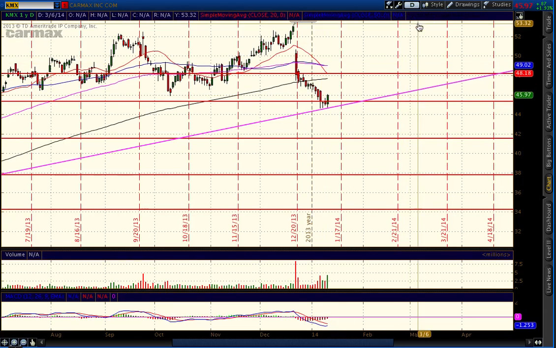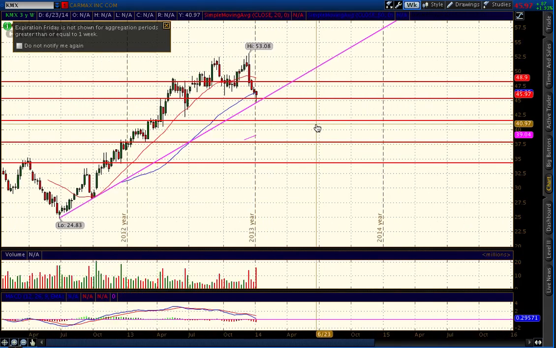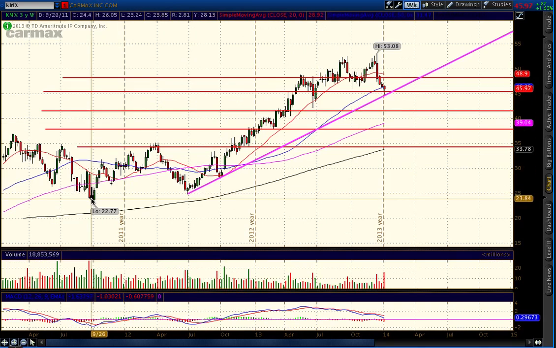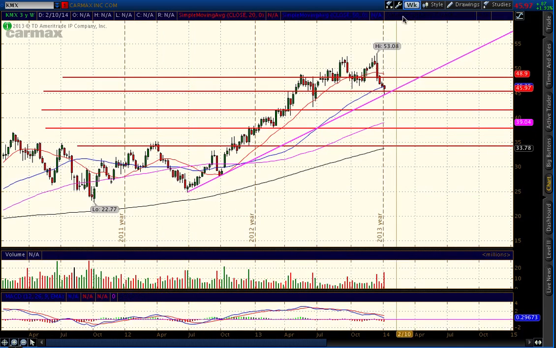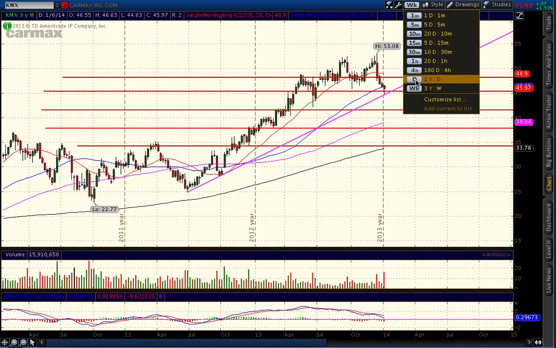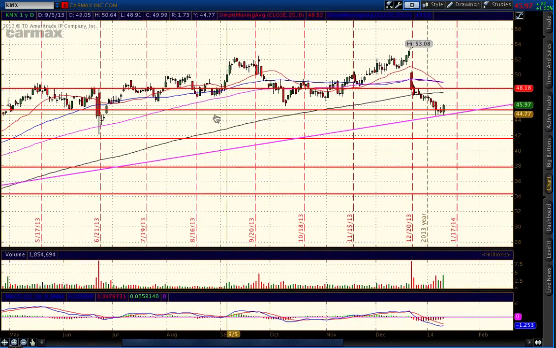A couple of reasons why I took this trade. My master level here at 45.20. There's a trend line that goes back to June 25th of 2012, and there's also a gap fill level at about the 45 level that I traded off of as well, and decided to take that trade.